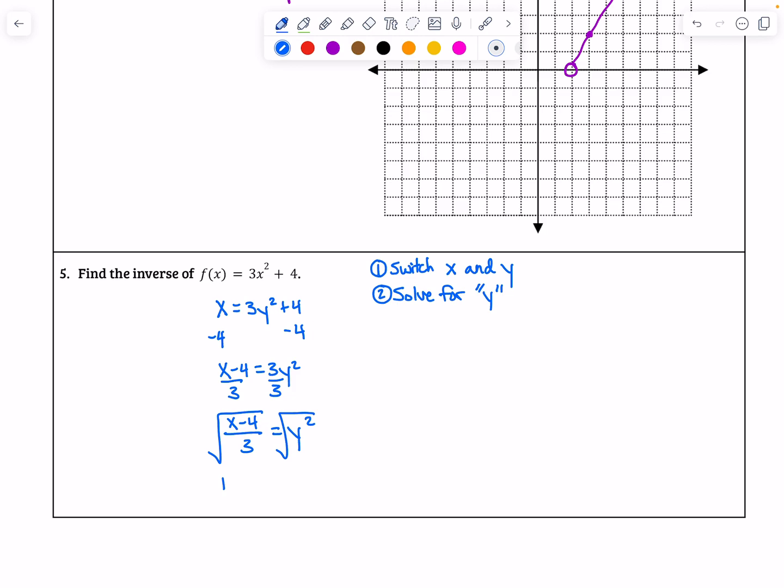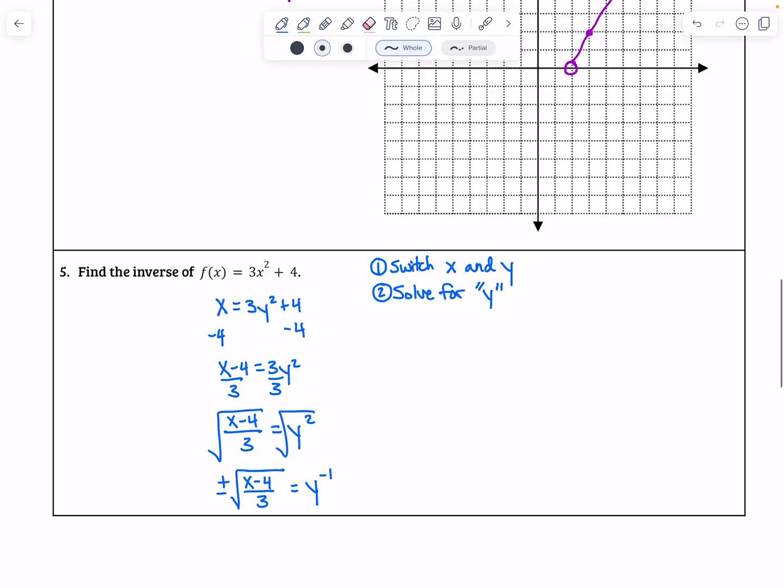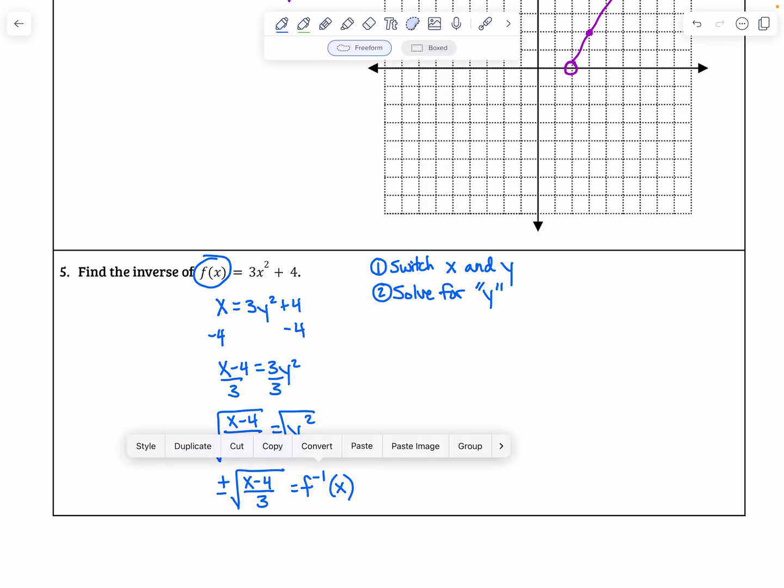But remember, when you're solving and you take an even root, you've got to put plus or minus out front. And then put that little inverse symbol behind it. And you can leave it as y, or you can go back to the original beginning of the problem and put f to the -1 of x, which is technically what we have now. We just used y while we were working it out to make it a little easier. So that is it for number 5. And that is it for our practice quiz number 6.